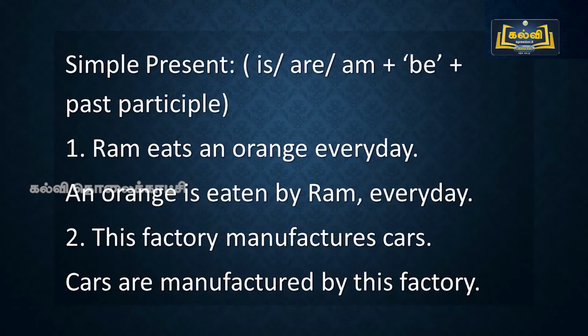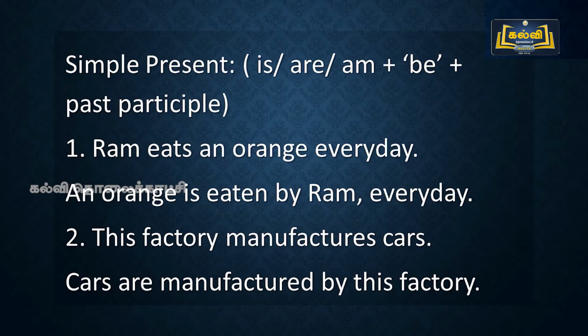Simple present: is or are or am plus past participle. Now look at the sentence. Ram eats an orange every day. Ram subject, eats verb. Ram eats what? An orange. So an orange is the subject of the sentence in the passive. An orange, singular, so I choose is. Then the past participial form of eat. Eat present tense, ate past tense, eaten past participle. So an orange is eaten by Ram every day.